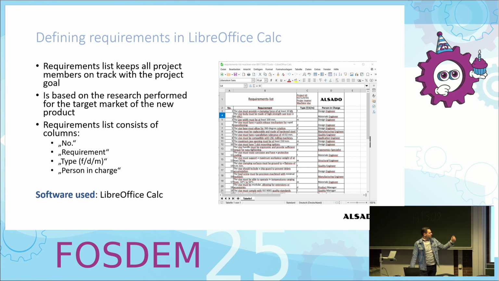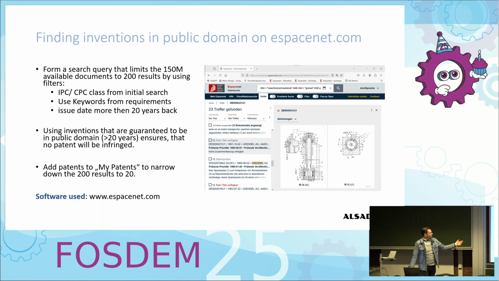It usually has the column headers: number, requirement type, and person in charge. Then, using those requirements, you can do a patent search using sparsenet.com, where you have access to 150 million patent documents. Your first goal is to reduce those 150 million patent documents to 200 results by just looking at patents that are older than 20 years.